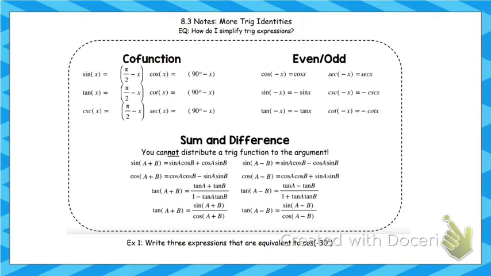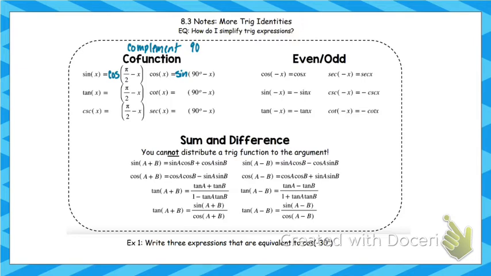So every function has a cofunction. When I think of cofunction, I want you to think of complement, like complementary angles, ones that add up to 90. So sine and cosine are cofunctions. What that means is that the cosine of an angle is the same thing as the sine of that angle's complement. So if two angles add up to 90, the sine of one is equal to the cosine of the other.